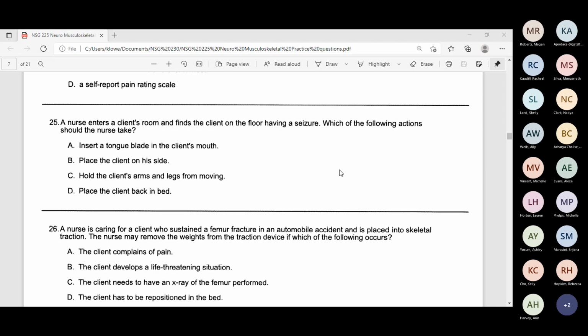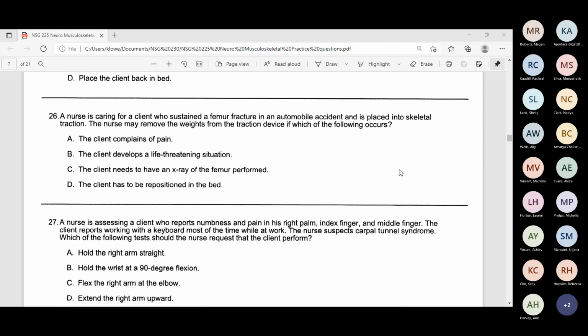We don't need to hold their arms and legs from moving. We want to place them on their side versus their back for aspiration. And if there was something in their way, like a table or something that they could harm themselves on, we could move that object out of the way. So we're most concerned about aspiration.